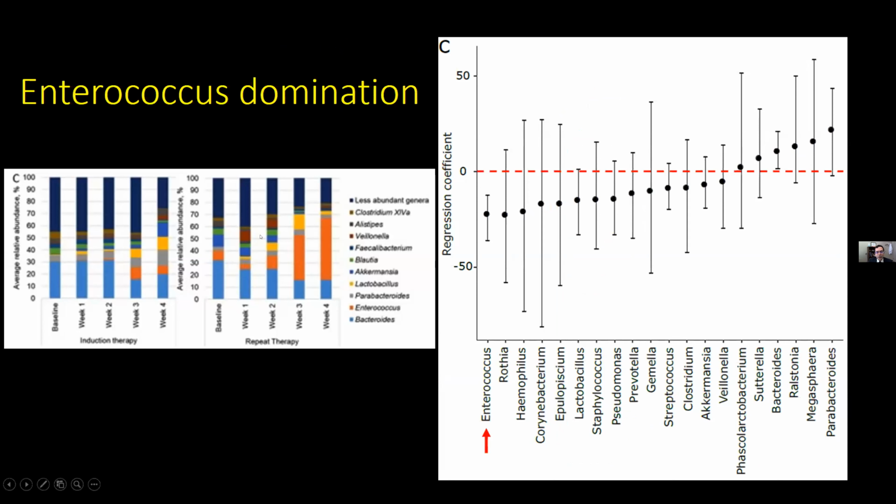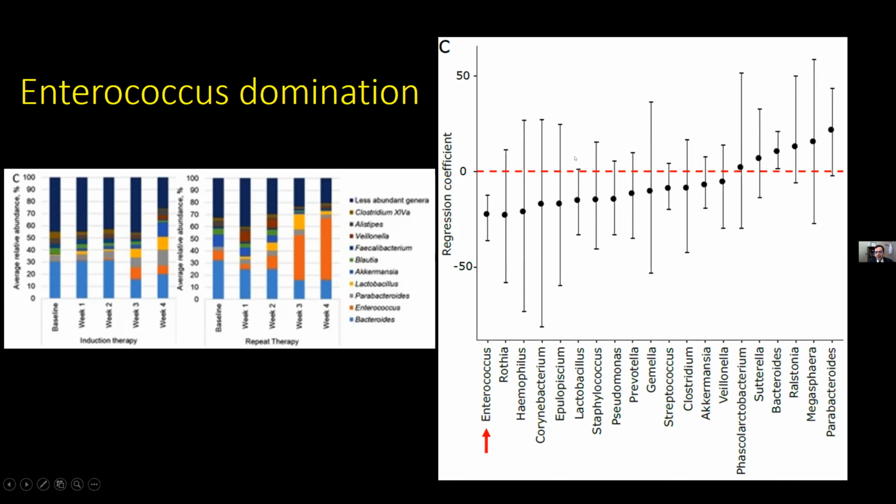And then these gut communities start to get dominated by some pathogens. So looking at induction therapy versus repeat therapy patients, reinduction chemotherapy patients, for example, going from their baseline sample towards week 4, you can see there is an expansion of the orange bar, which is Enterococcus, and it's so much more severe in patients who've been damaged before. So almost half, or even more than half, of the microbiome is occupied by Enterococcus.